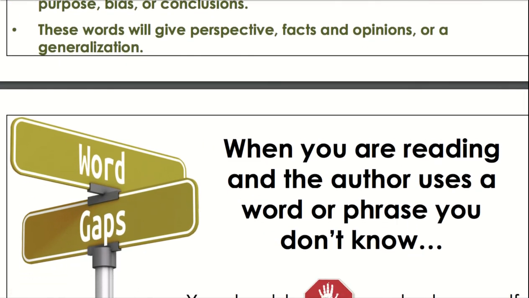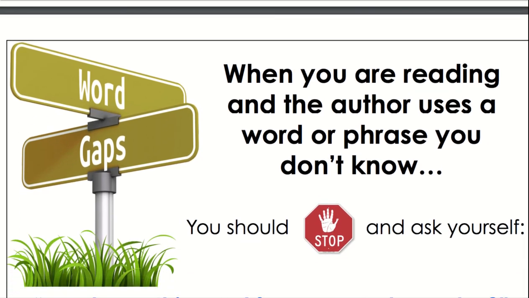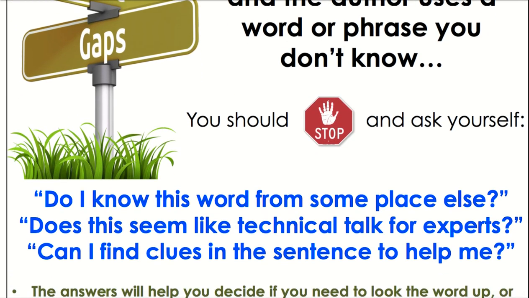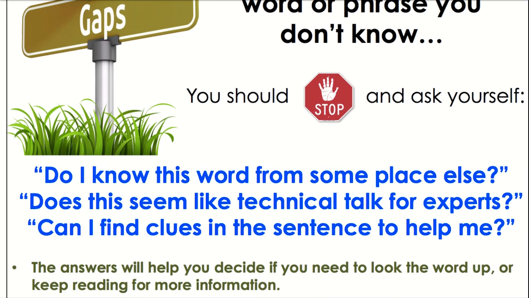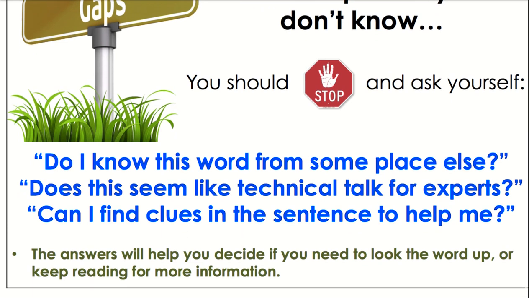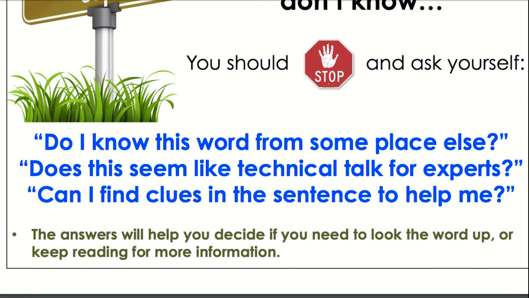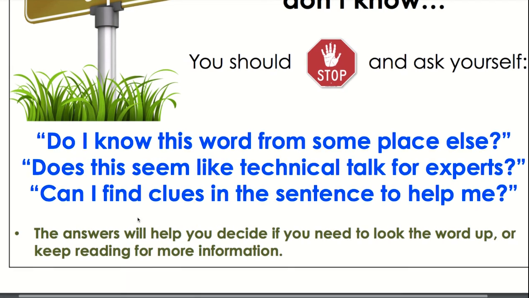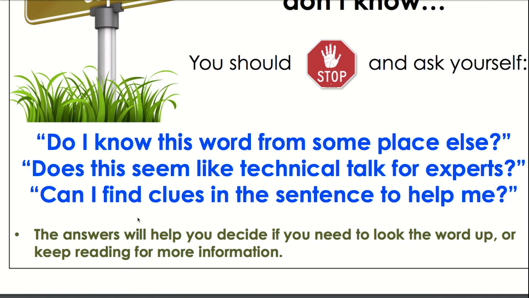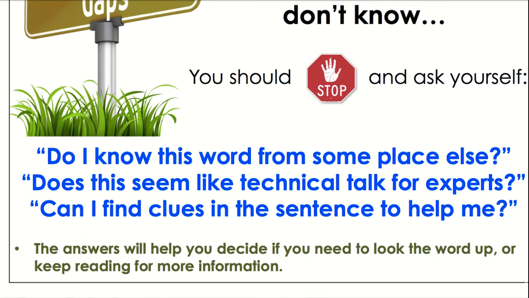When you're reading and the author uses a word or phrase you don't know, this is word gap. Stop and ask yourself, do I know this word from someplace else? So that's where your Greek and Latin should come in handy. Okay. Does this seem like technical talk for experts? Can I find clues in the sentence to help me? So, most of the time, if you reread the sentence and the sentence that comes before and after, it's going to give you some pretty big clues. And of course, you should always look it up if you are able to.